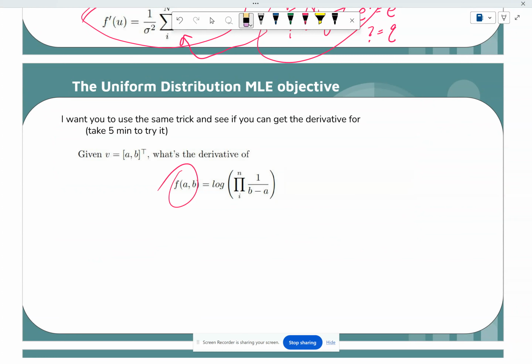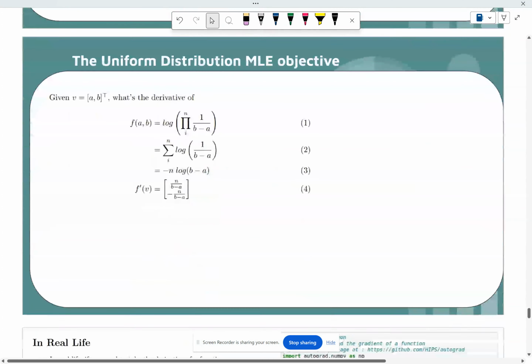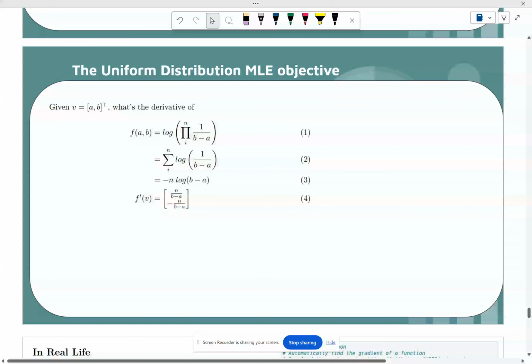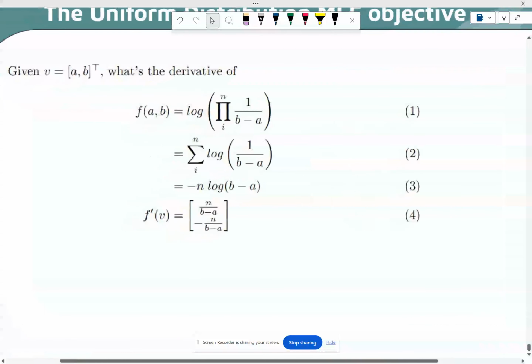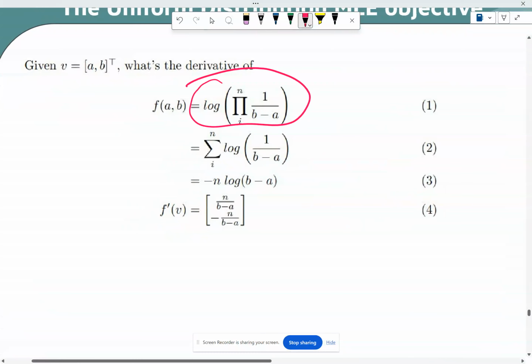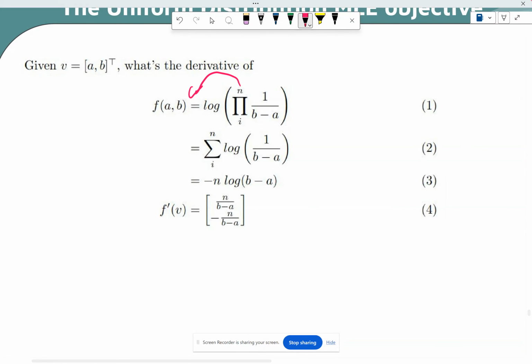Okay, hopefully you paused the video and tried it yourself. The uniform distribution. Well, we're going to use that same property where you can move the product outside and we're going to move the log inside. So log inside, summation outside. And now, if we want to take the derivative with respect to A and B.